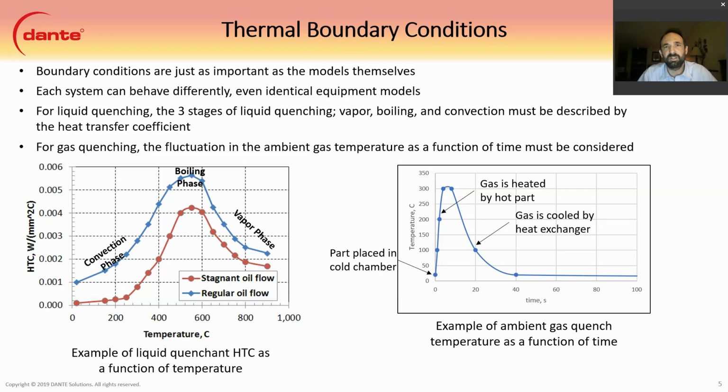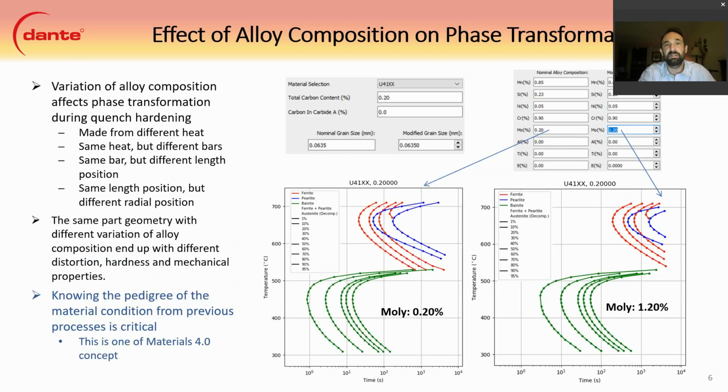However, the fluctuation in ambient gas temperature must be considered. So this is due to the figure on the bottom right. This part comes out of a hot furnace and is then put into a cold quench vessel. So as the part is placed into the cold chamber, the ambient gas around the part spikes up. As the part is cooled and the heat exchangers of the vessel then cool the ambient air, the temperature can come down. But this behavior will affect the phase transformation timing and must be considered.